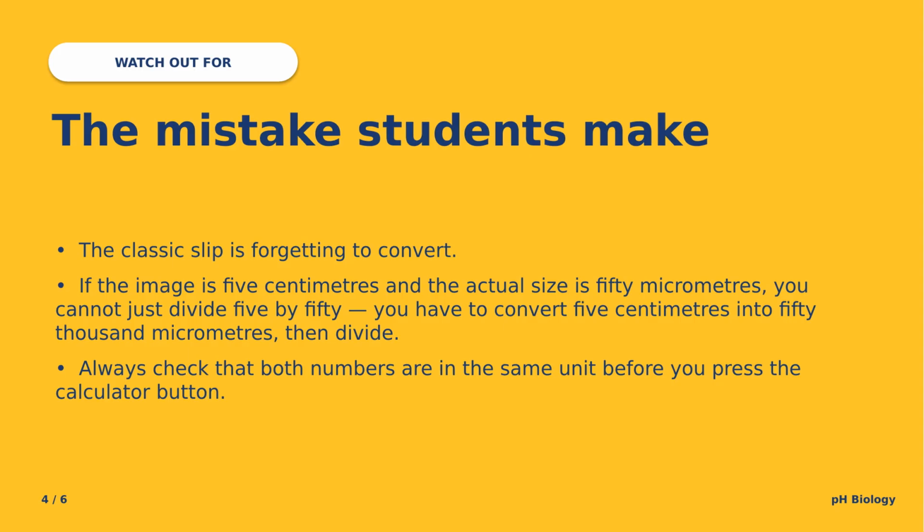The classic slip is forgetting to convert. If the image is 5 centimeters and the actual size is 50 micrometers, you cannot just divide 5 by 50. You have to convert 5 centimeters into 50,000 micrometers and then divide. Always check that both numbers are in the same unit before you press the calculator button.